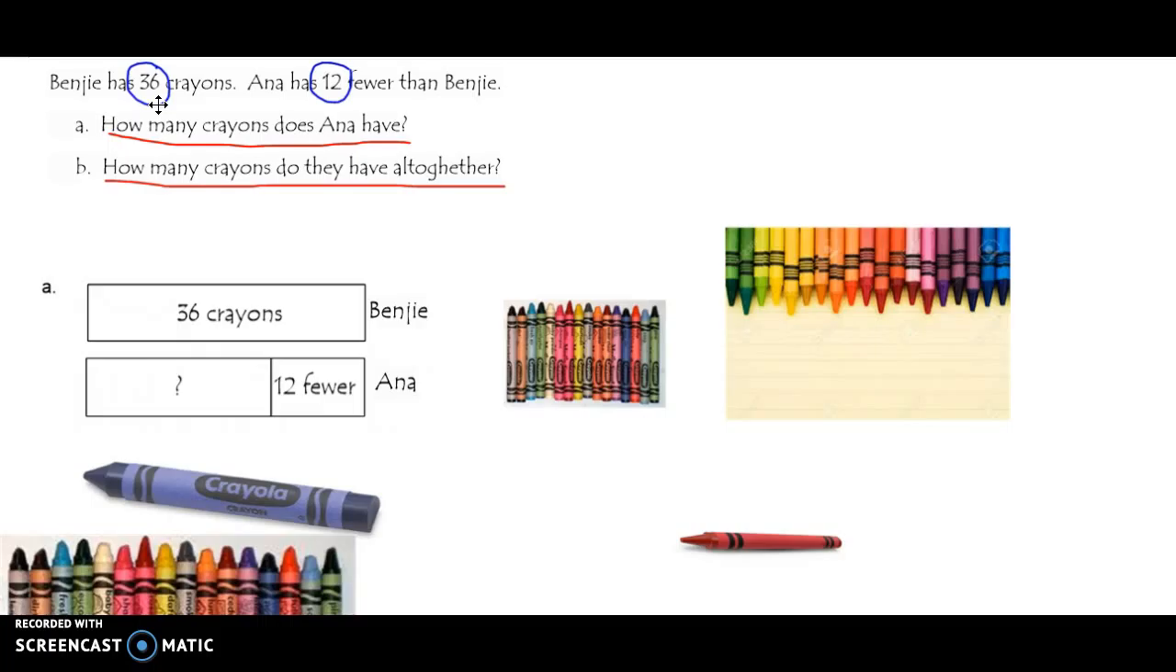Now, I know that Anna has 12 crayons fewer. And I bet automatically some of you, by visualizing that, could immediately take 12 away from the bunch of that Benji has. But I'm going to create my equation. So I know Benji has 36 and Anna has 12 fewer. So go ahead and write the equation that you think you would use to solve this problem.